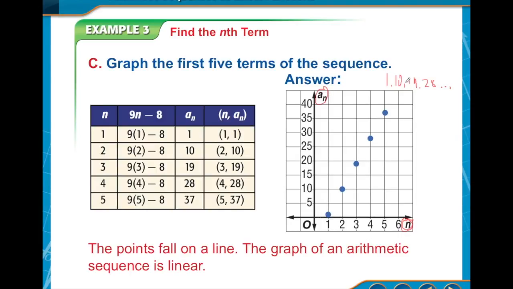So the first term is 1. So we go 1, 1. The second term is 10. So second term, go up to 10. Third term is 19. So term 3, go up to 19. That's how we're getting these points. 4 is 28. That's how we get those. And you would just leave it as is. We don't need to connect it with a line because we're just talking about these terms, not anything between them. So using that as a guide, these are pretty easy to graph. So have this image down for 3C. Not bad at all.